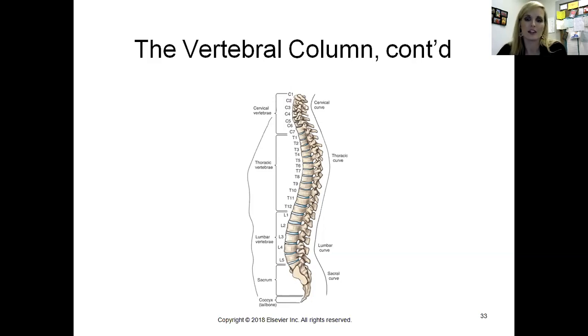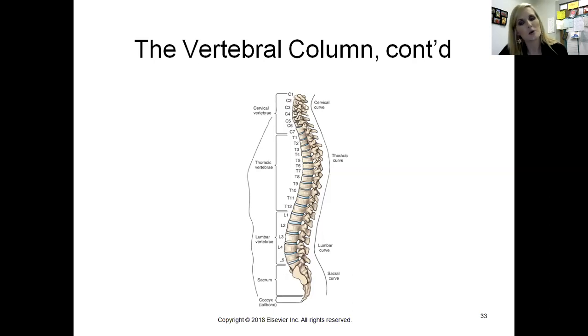And just as a fun fact, when we get into the ribs in just a couple slides, we'll talk about how there are 12 pairs of ribs, and all of those attach at the backbone. So the 12 pairs of ribs, that's why there are 12 vertebrae in the thoracic section.